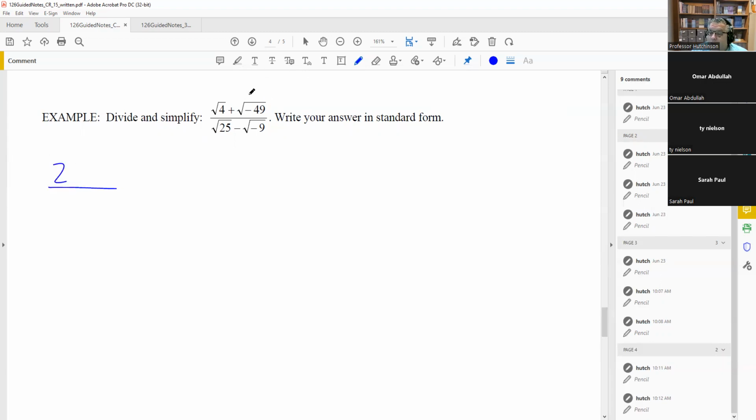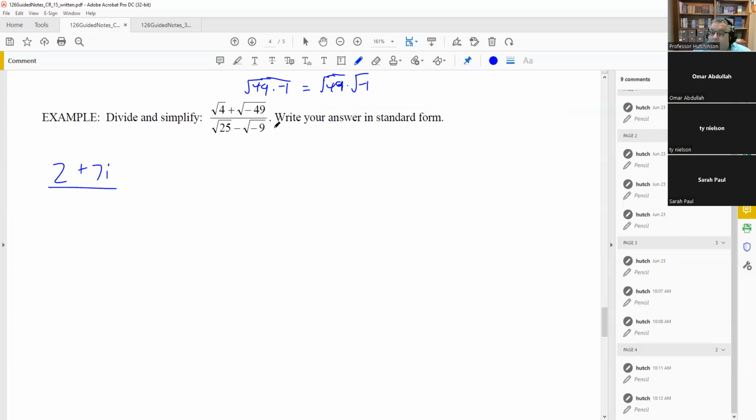So that's easy enough. Now for the square root of 49, that is the same thing as the square root of 49 times -1, which means that's the same thing as the square root of 49 times the square root of -1. So this is actually going to turn into a plus 7i. Square root of 49 is 7. Square root of -1 is i.